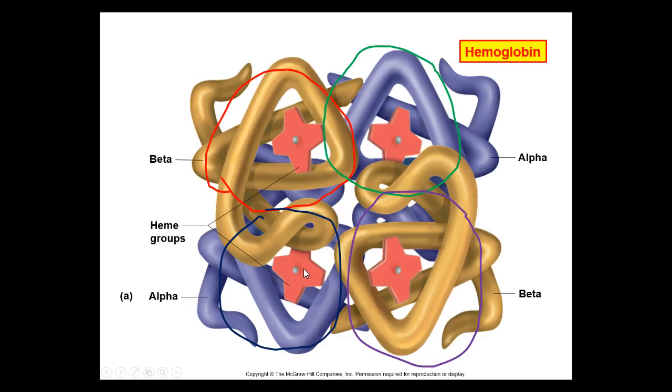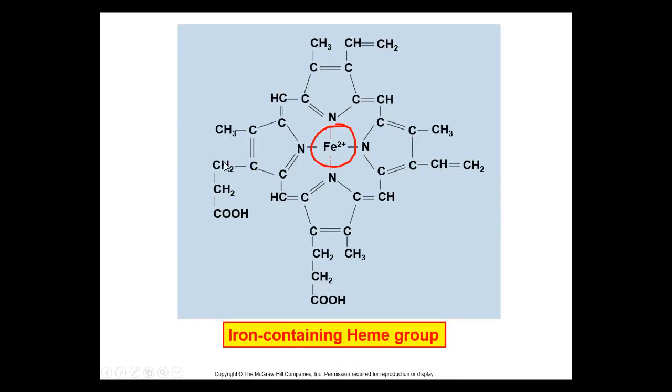Well, let's look closer at the heme group, and then we'll come back to this. This is the chemical structure of the heme group, and no, I don't expect you to memorize that. However, I do want you to recognize that there is an iron molecule in the middle of the heme group, or close to the middle, and that it's at this iron molecule that the oxygen molecule will bind. So oxygen binds to the iron within the heme.